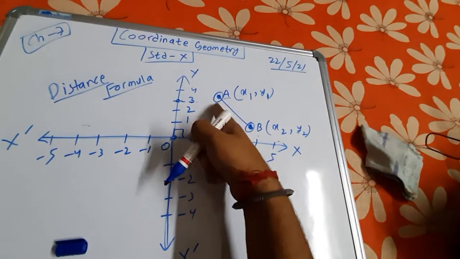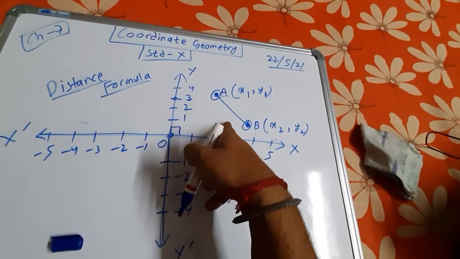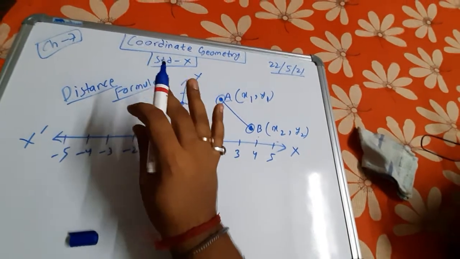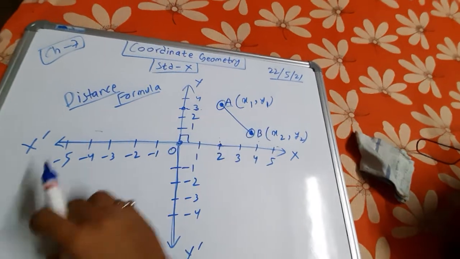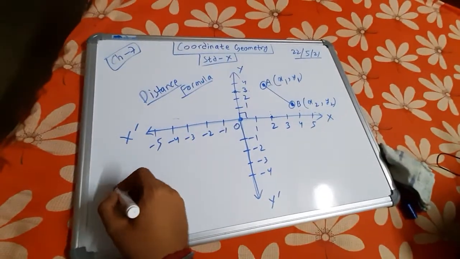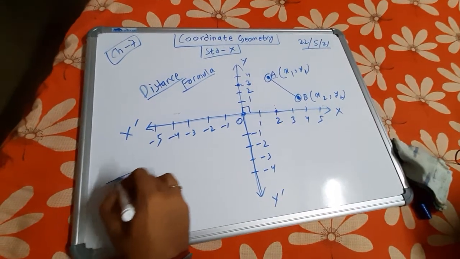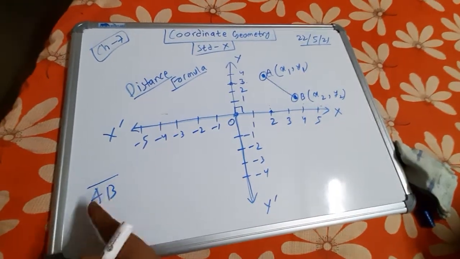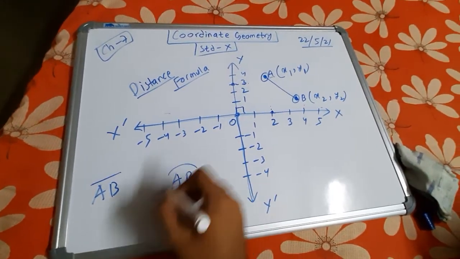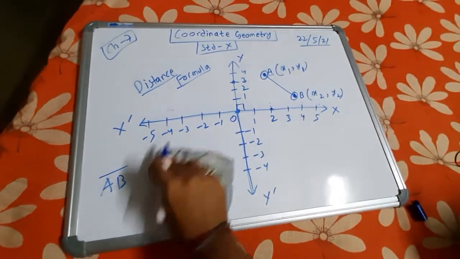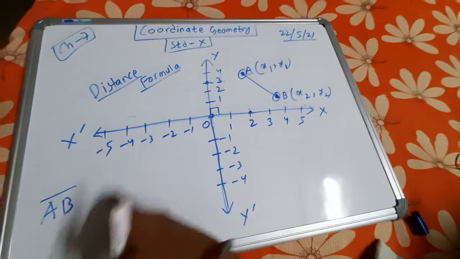Now I want to find the distance between A and B, or you can say the length of the straight line joining A and B. The line segment is known as AB. When we write line segments, we give a dash on the top. This denotes that AB is a line segment. Another notation denotes that AB is an arc. This arc notation you will be learning in the chapter on circles, but now we are dealing with the line segment.